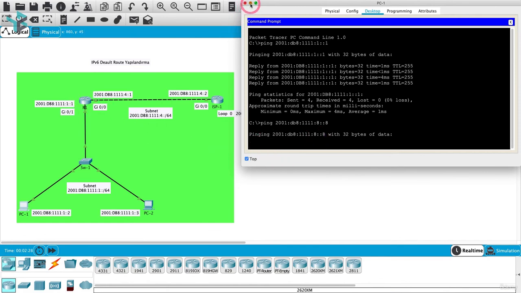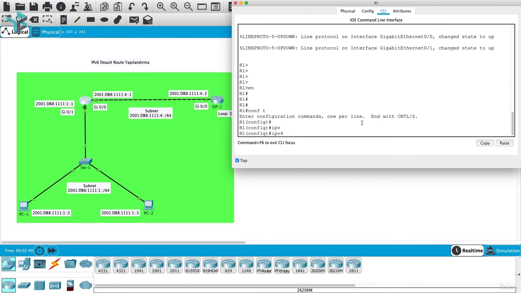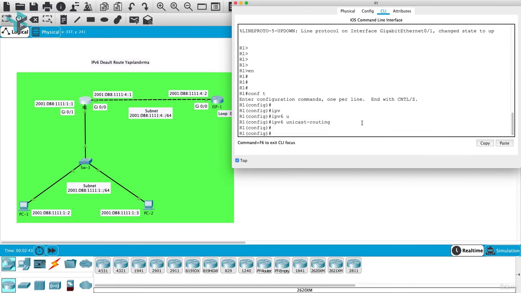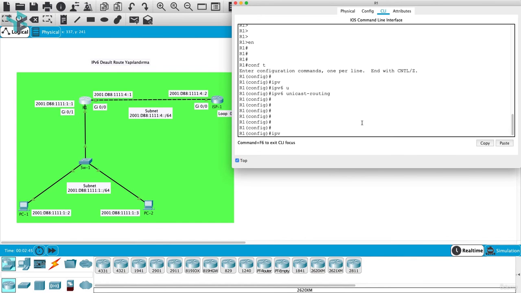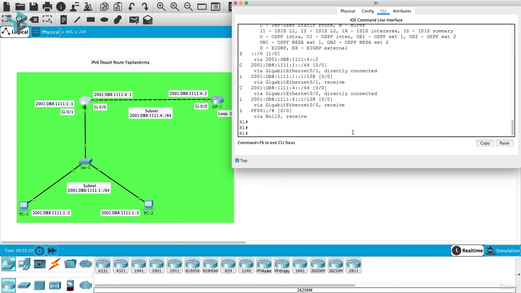Let's immediately open router 1 and type the default route. Again, let's not forget to turn on the routing feature by entering the ipv6 unicast-routing command. Then we write the default route in a very simple way by typing ipv6 route, then ::/0, and then specifying our next hop address, 2001:db8:1111:4::2. Now let's check our settings by typing show ipv6 route. Here you can see our default route.